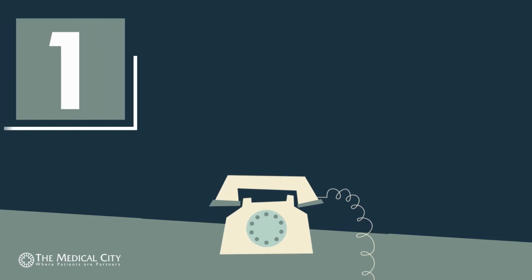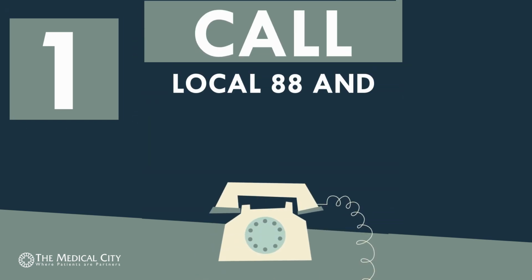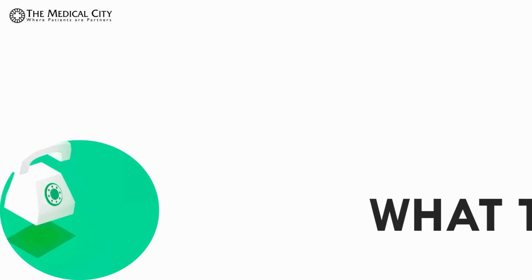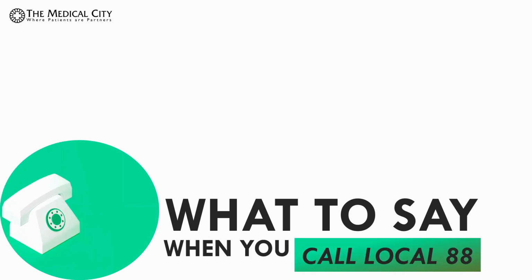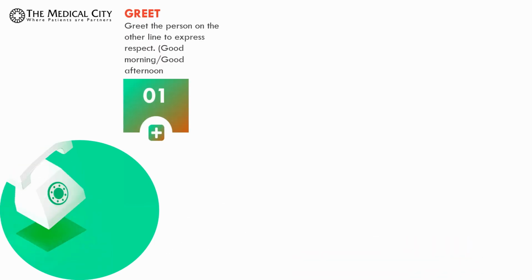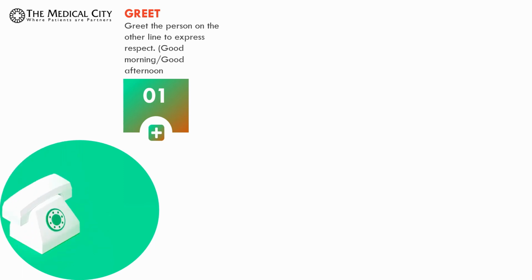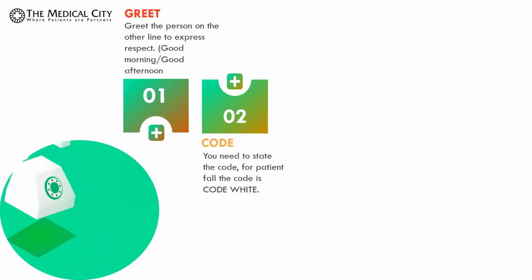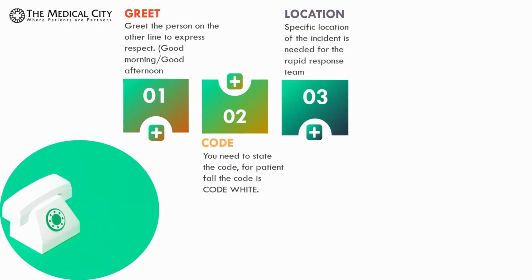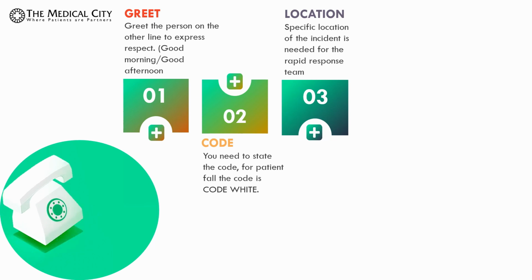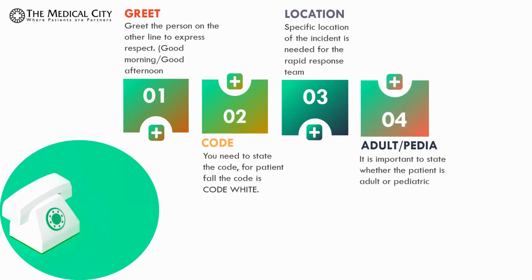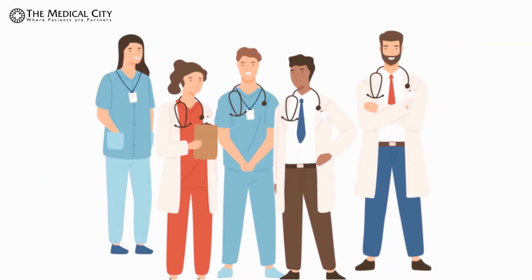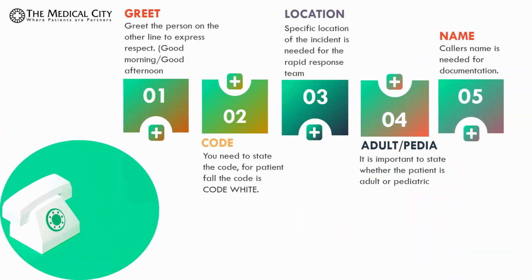Step 1. Call local 88 and activate code white. But what to say when you call local 88? First, you need to greet, for example, good morning or good afternoon. Second, state the code. For a fall incident, you need to sound code white. Third, state the location of the patient. Fourth, you need to declare whether the patient is adult or pediatric, because we have different rapid response teams for adult and pediatric. And fifth, you need to state your name for reference.